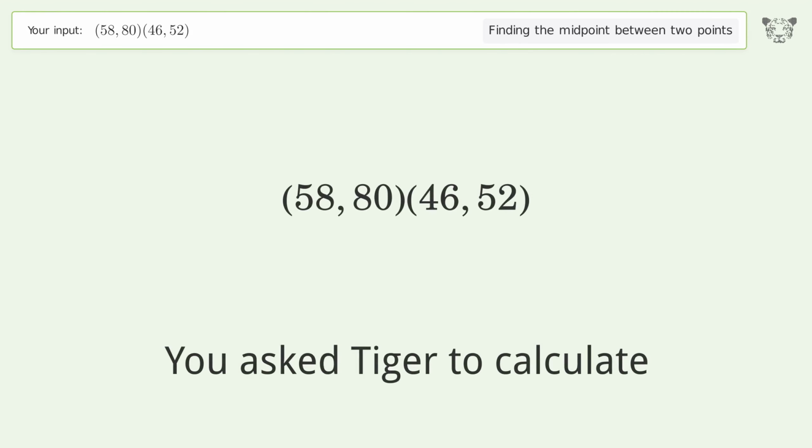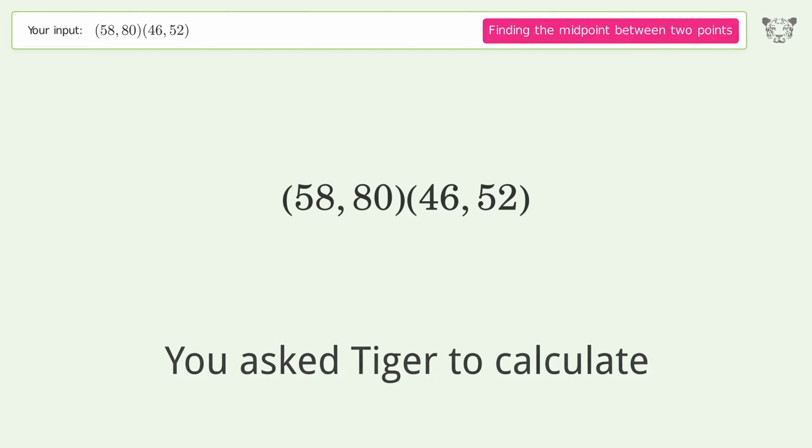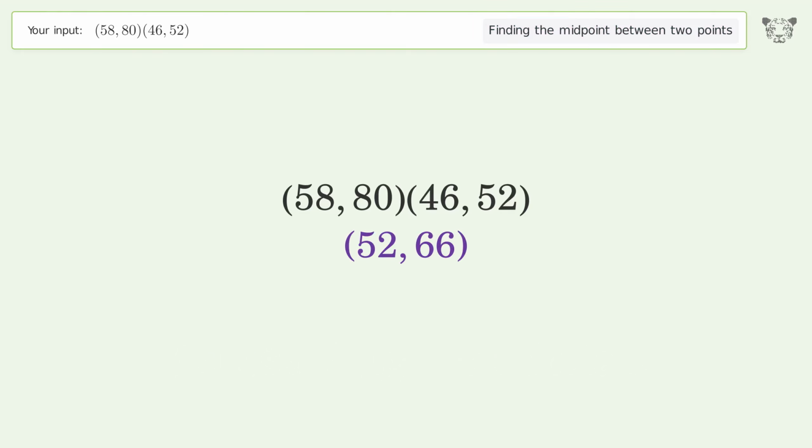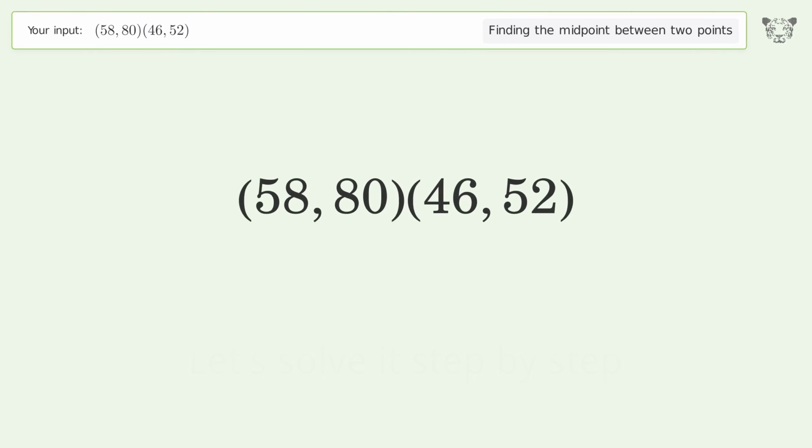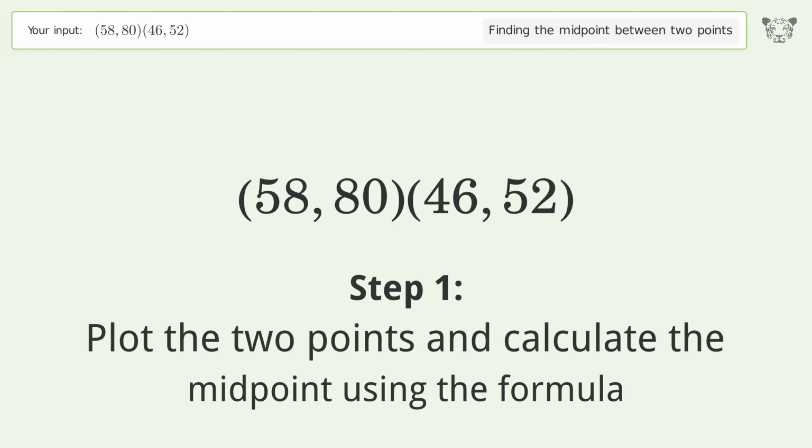You ask Tiger to calculate. This deals with finding the midpoint between 2 points. The midpoint between the 2 points is 52,66. Let's solve it step by step. Plot the 2 points and calculate the midpoint using the formula.